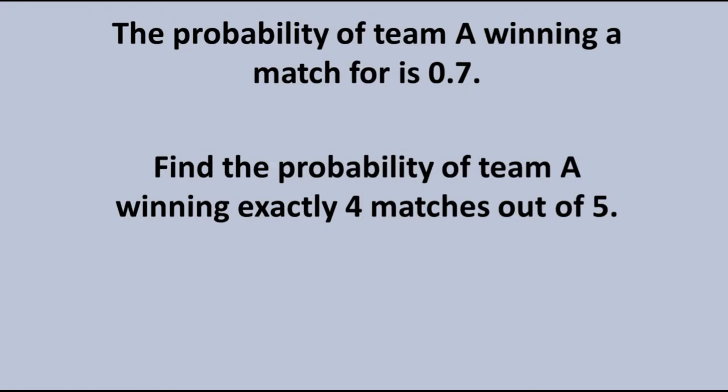So the key values we need to take from this are N, the number of trials, is 5, that's 5 matches. X is the number of successes, which is 4, because we want them to win 4 matches. And P, the probability of them doing so, is 0.7, so that's our probability of success.